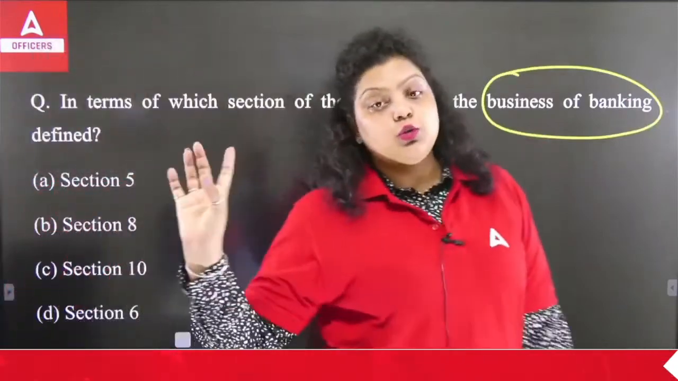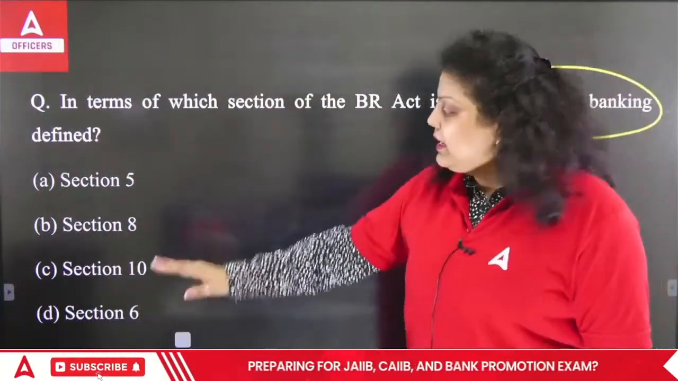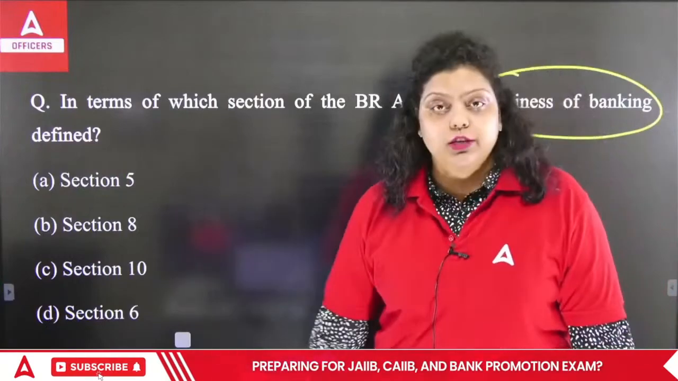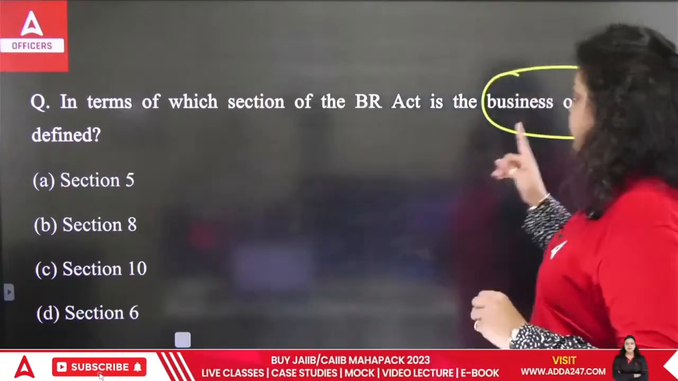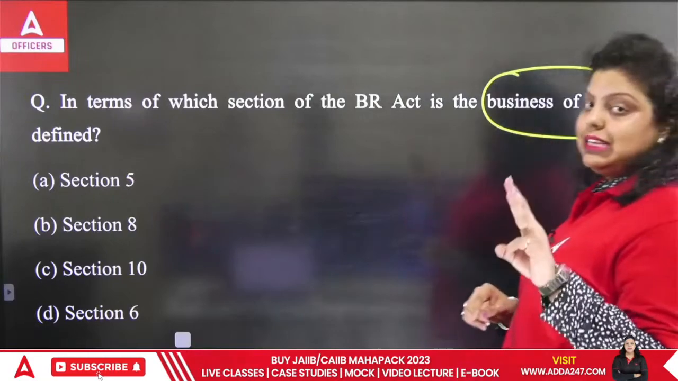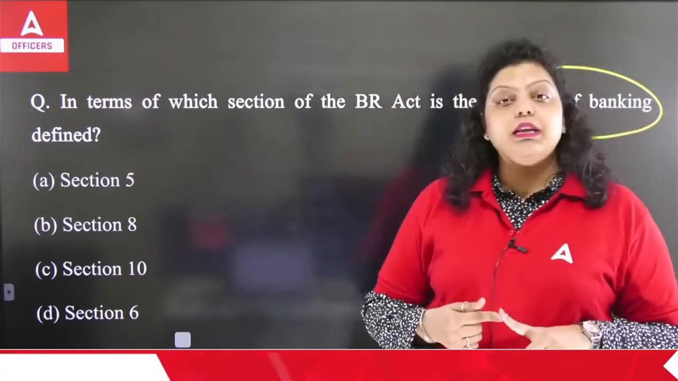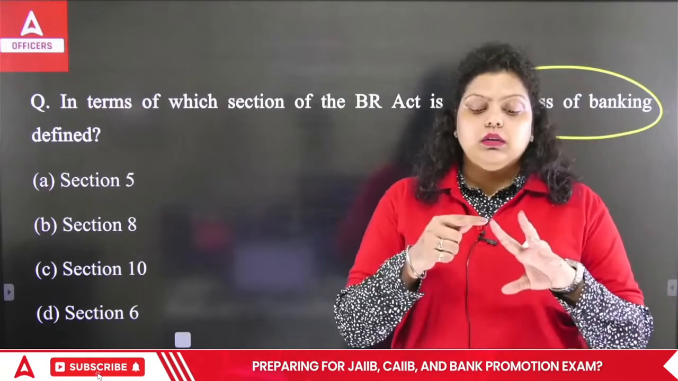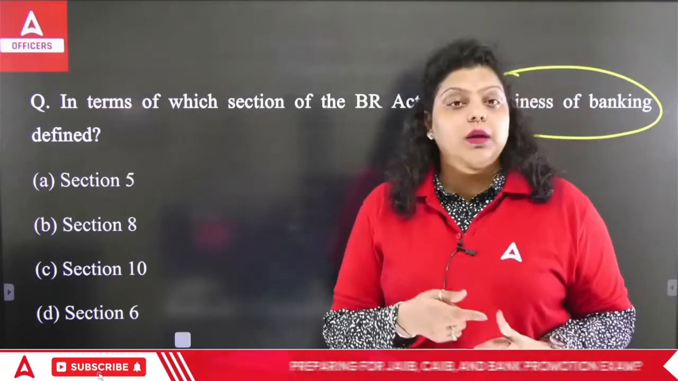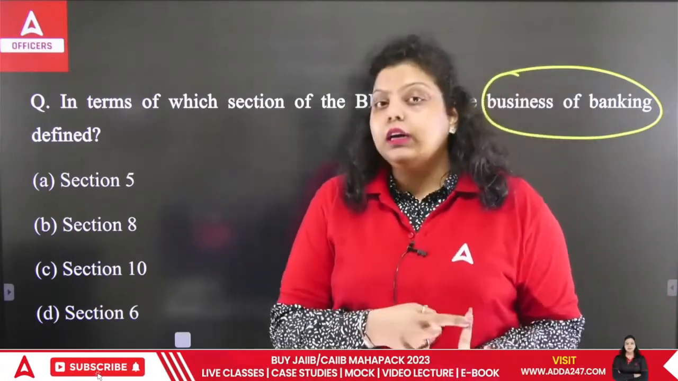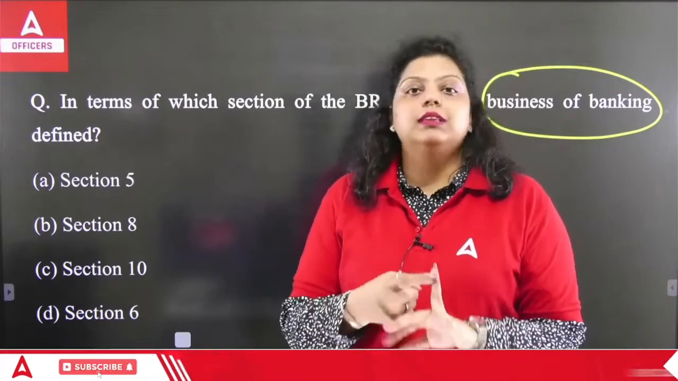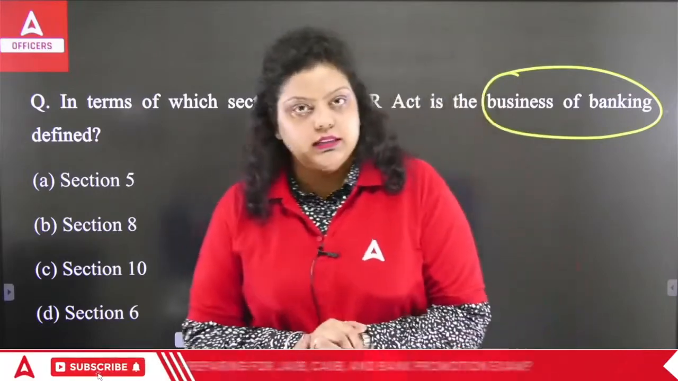First of all, answer which of the following sections is right: Section 5, Section 8, Section 10 or Section 6. Now what is business of banking? Business of banking includes three things. The first one is accepting deposits. Second, for the purpose of lending or investment. Third, repayable on demand by cheque, draft, or some other document.